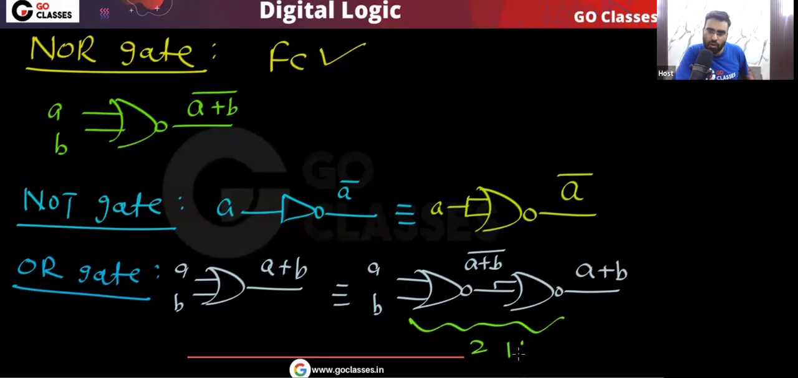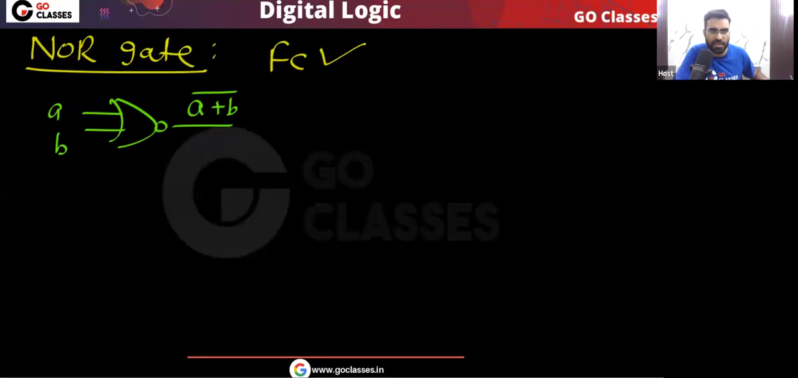So remember, two NOR gates are required to create the OR gate. Similarly, you can create the AND gate also with the help of NOR gates.